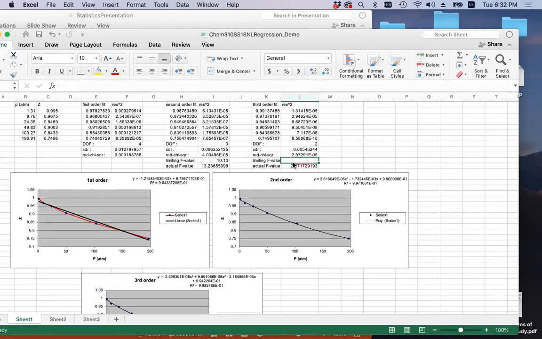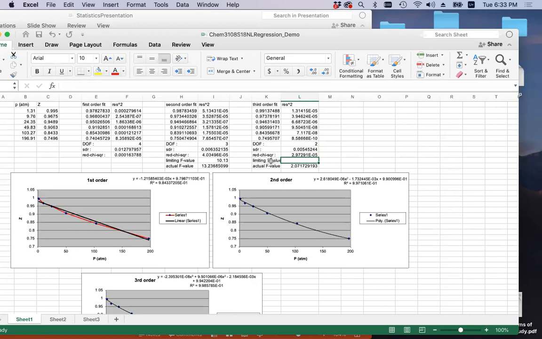The limiting F value, I need to look that up again in the table because that's going to be a different number now. But the actual F value that we calculate is now going to be calculated comparing the second order fit to the third order fit. And I believe this formula should now be correct. This spreadsheet will be on the Blackboard page. You can look it up and check the formulas for yourself if you don't trust me.